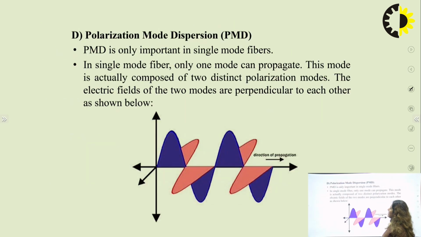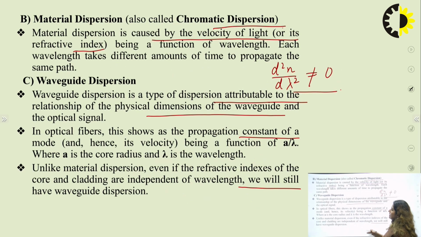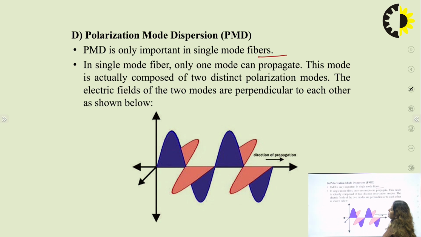Next is the polarization mode dispersion. Material dispersion is only in single mode fiber, and at 1310 nanometer wavelength we have zero material dispersion. So this particular wavelength is called the zero material dispersion wavelength. Next we have polarization mode dispersion, which is important in single mode fibers, as it is written here.